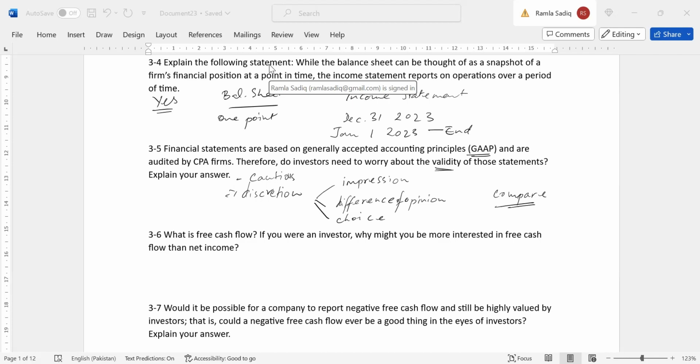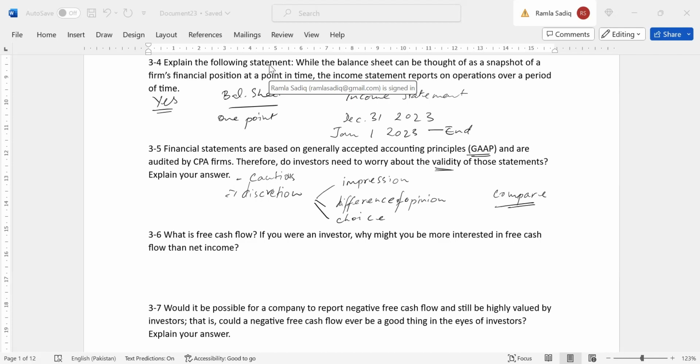All right, now we have to look at the next question. And this says, what is free cash flow? If you were an investor, why might you be more interested in free cash flow than net income?